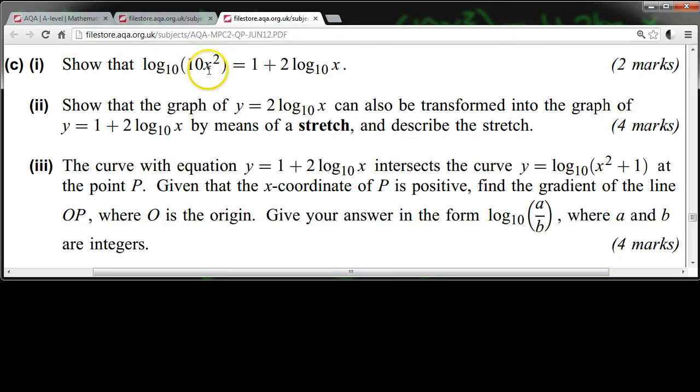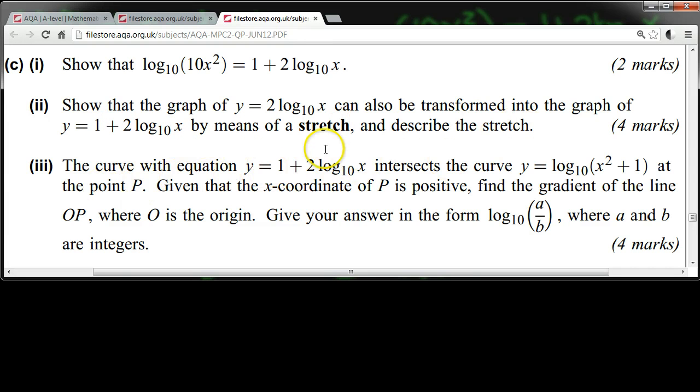Show that log 10 of 10x squared equals 1 plus 2 log 10x. Show that the graph of y equals 2 log 10x can also be transformed into the graph of y equals 1 plus 2 log 10x, by means of a stretch, and describe the stretch.